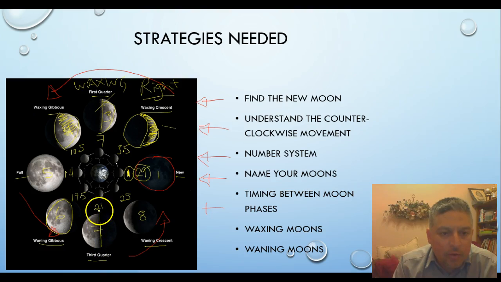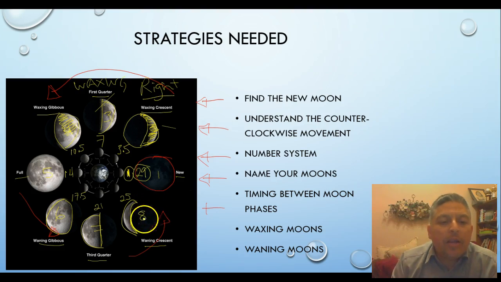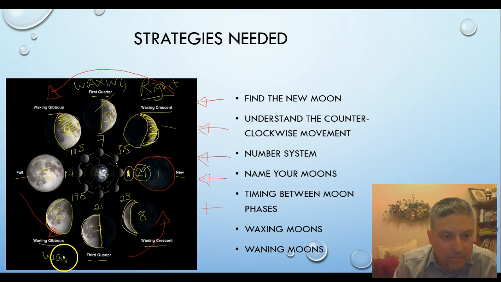The third quarter moon also has the left side, or half of the moon on the left, that is lit, and then your waning crescent, which also has this side, which is the left side, lit. Okay, so just for a mnemonic phrase that we use on these ones, we said waning left.